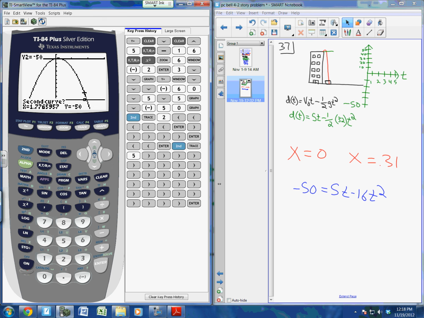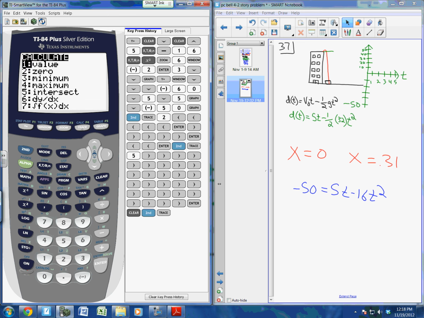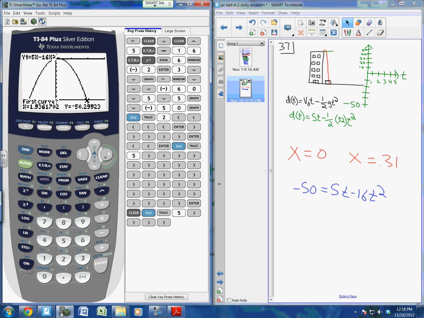Oh, wait. I shouldn't have done that. I'm going to clear that again. Second, intersect. What I do is I just need to go close to where they intersect. Right there. And just hit enter. And since it's close again, I hit enter. And then I make a guess, because it asks for first curve, second curve, and then the guess.